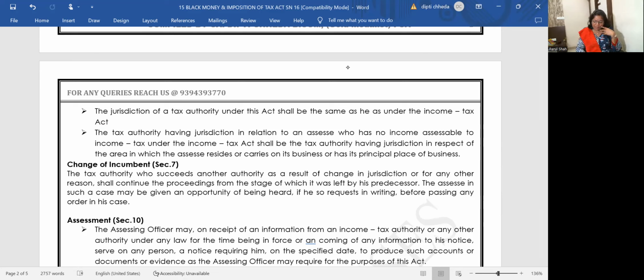In case of change of income tax authority, if the authority is changed by another authority as a result of change in jurisdiction, say you have shifted from Hyderabad to Jammu, then the new one will continue the proceeding from the stage at which he has left. That is a very common story. If I have shifted from Hyderabad to Jammu and some case is going on, it was like 60% hearing and all is done, the other will not start from scratch. He will carry on from the 61. मतलब आगे से carry on करेंगे.